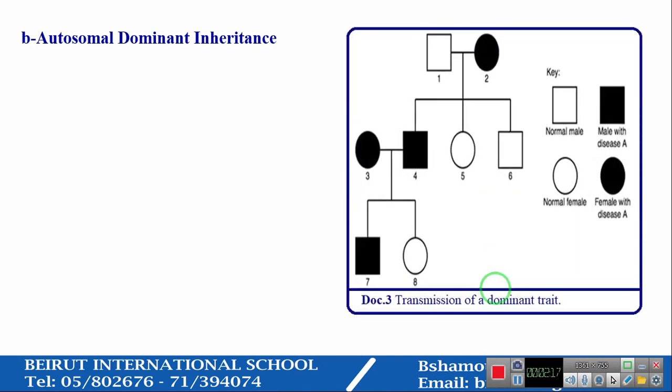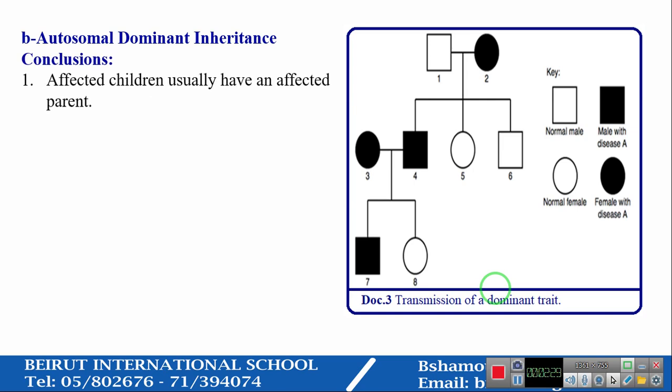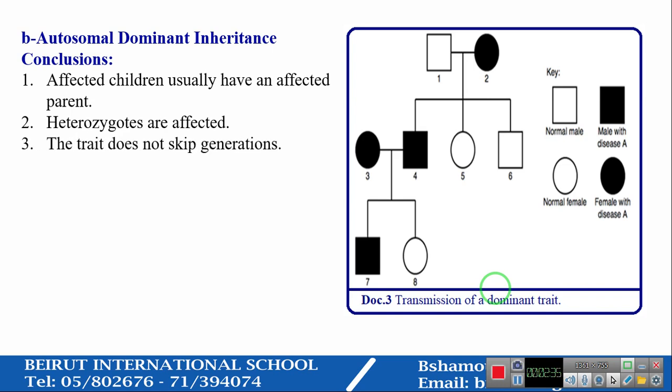The second mode of inheritance is autosomal dominant inheritance. As you see in the adjacent pedigree, affected individuals have at least one of their parents affected. The trait does not skip generations. So as conclusions, affected children usually have an affected parent. Heterozygotes are affected. The trait does not skip generations.